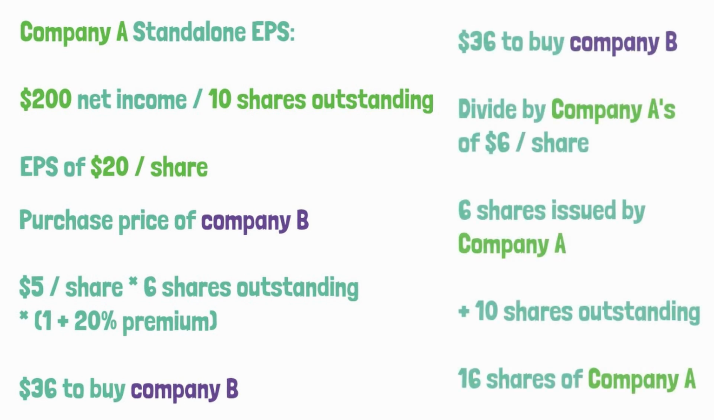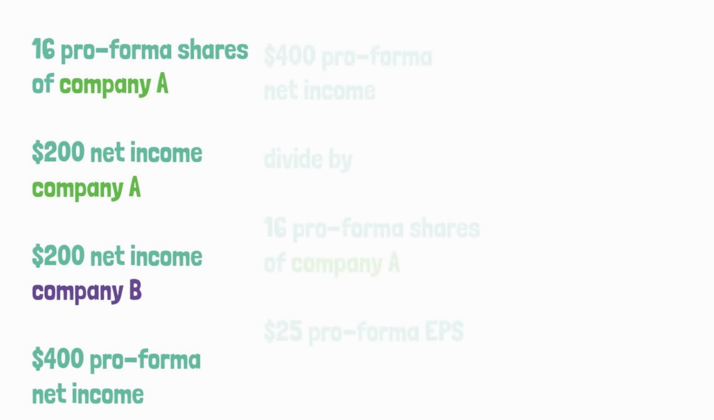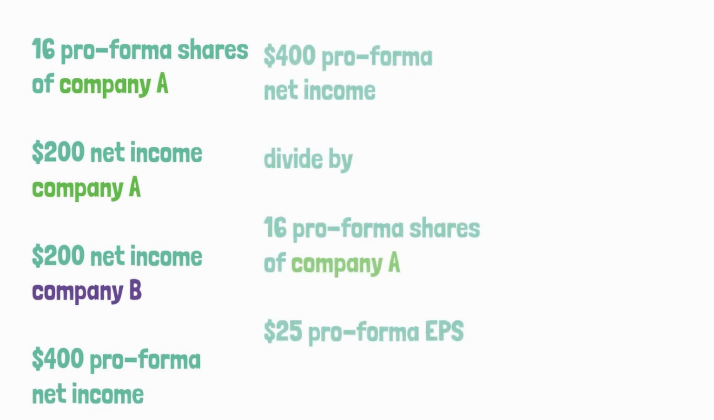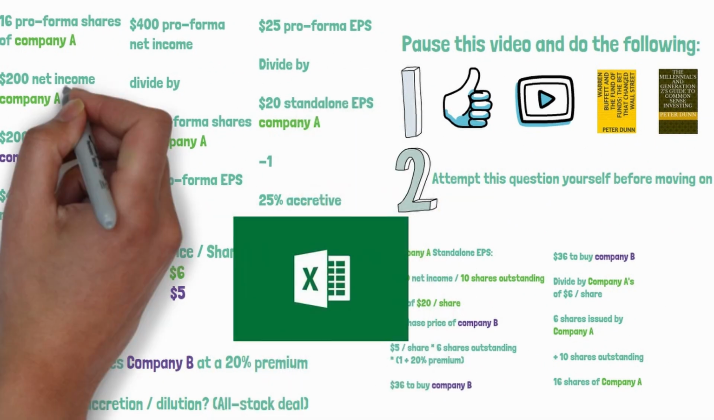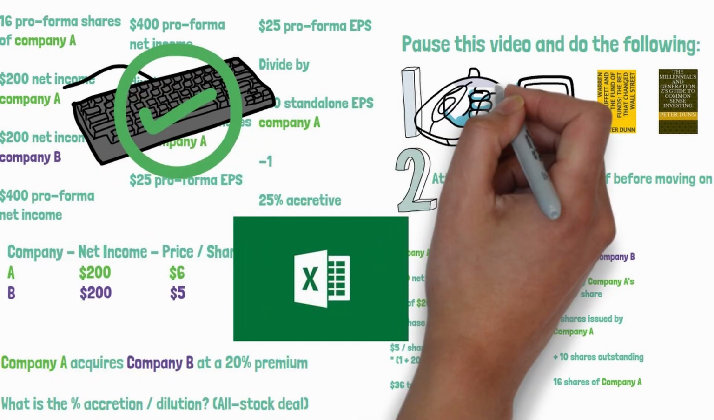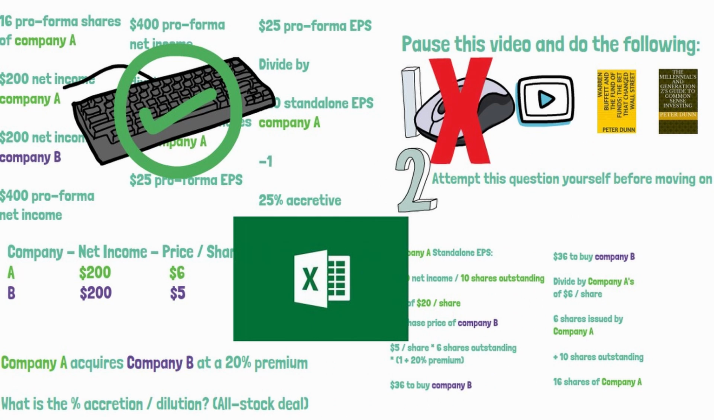Therefore, the pro forma share count is 16. The pro forma net income is $400 divided by the pro forma share count of 16 shares. And this is $25 of pro forma earnings per share. This represents a 25% accretion percentage. In the next piece of the video, I'll show you how to do this in Excel with the keyboard shortcuts and without the mouse so that you can be efficient and effective with these calculations.